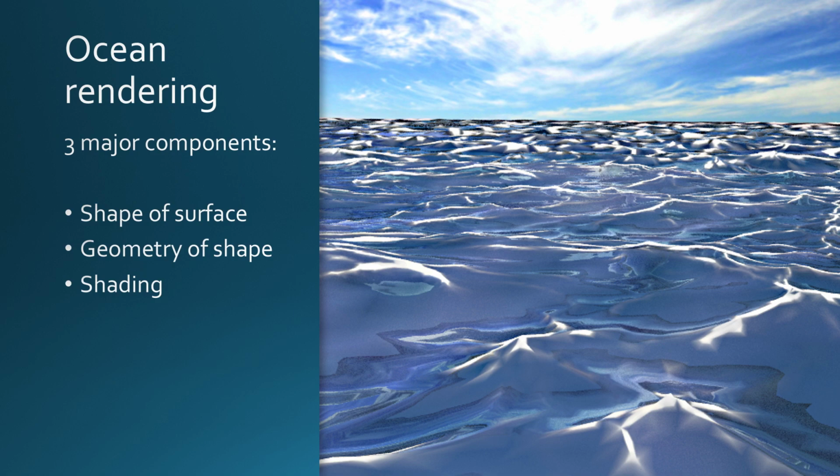There's three major components. There's the shape of the surface, which is basically how your mesh vertices move like a wave. You have the mesh, which is the geometry of the shape, and that has its own issues, but how do you make it look like it's actually moving like water and waves? And then there's some cool different shading stuff that you have to do with oceans as well as rivers, but those are basically the three things.